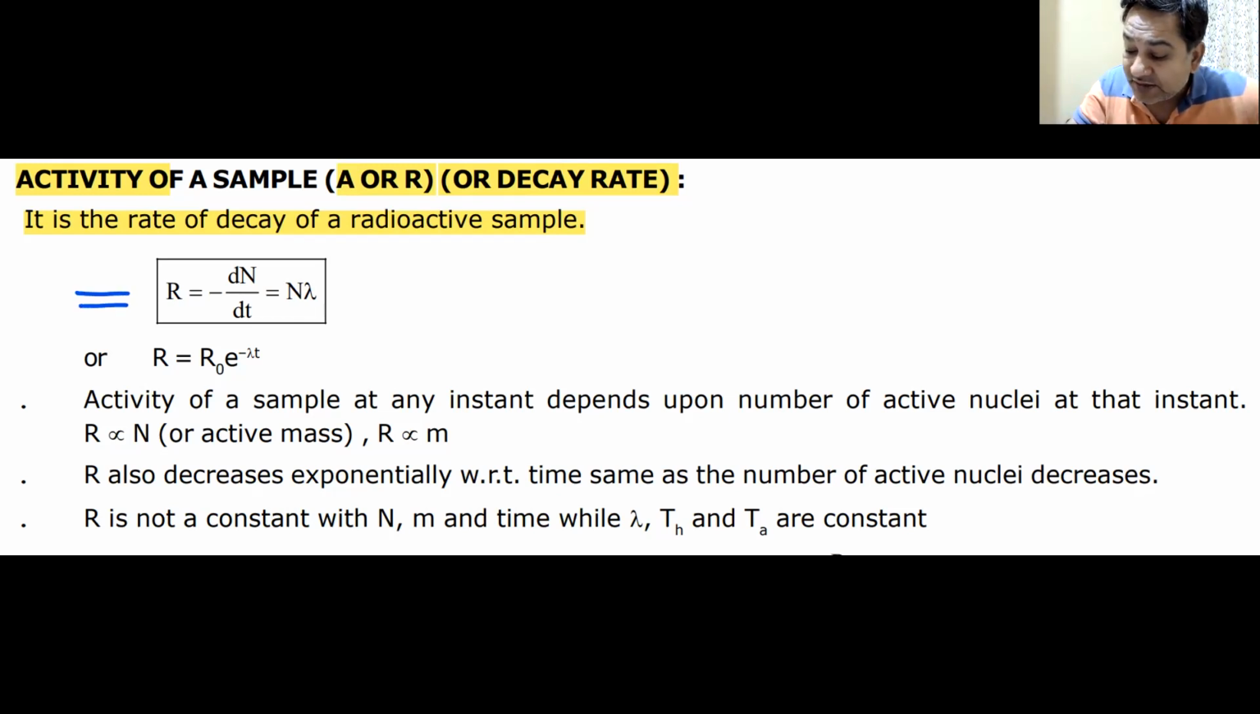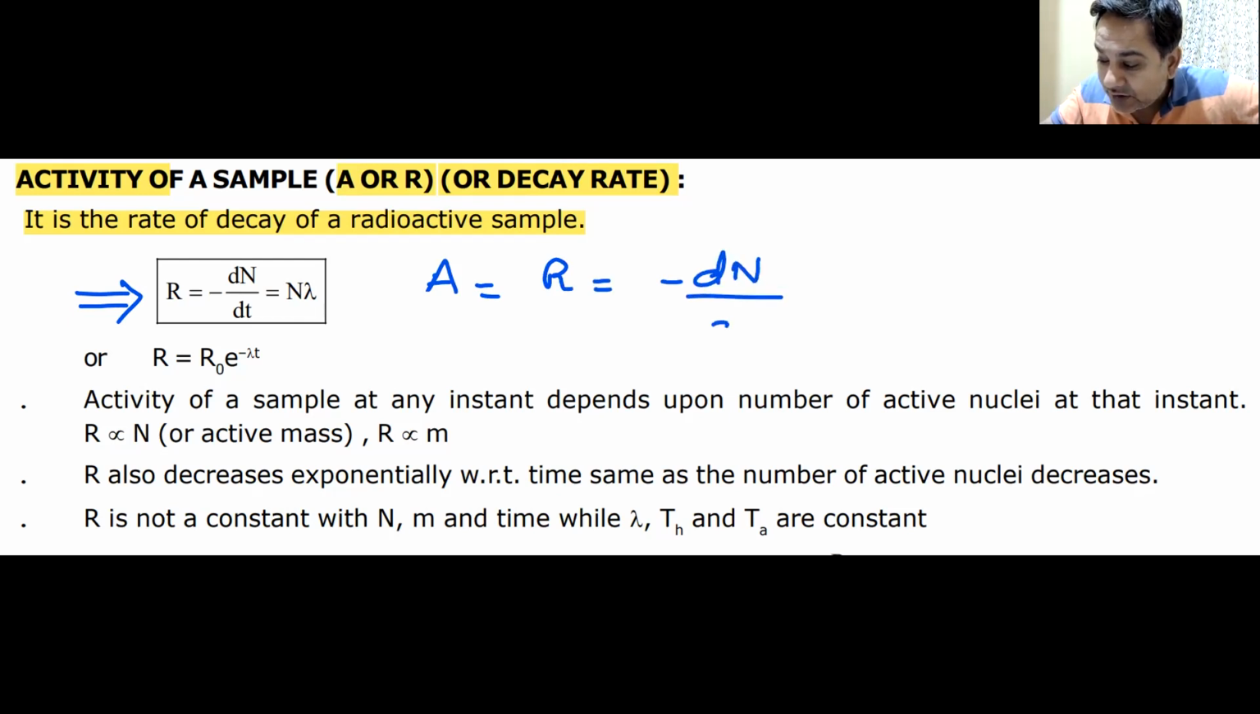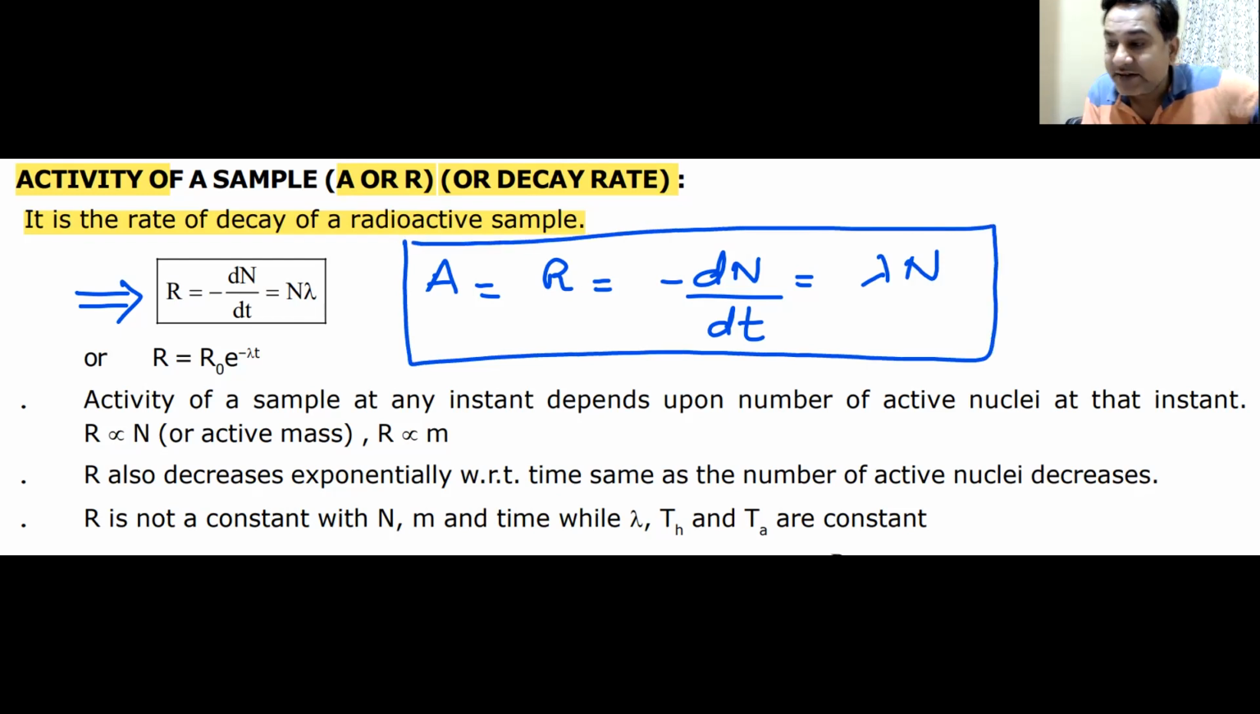We should also understand this activity A or rate R will be minus dN by dt. Yes or no? It is the rate at which the nuclei are decaying. Since it is the rate minus dN by dt, and just now we saw that minus dN by dt is equal to lambda N, your activity A or R will be equal to minus dN by dt, and you should never forget this in your entire life. That is the one formula for activity that you should remember.